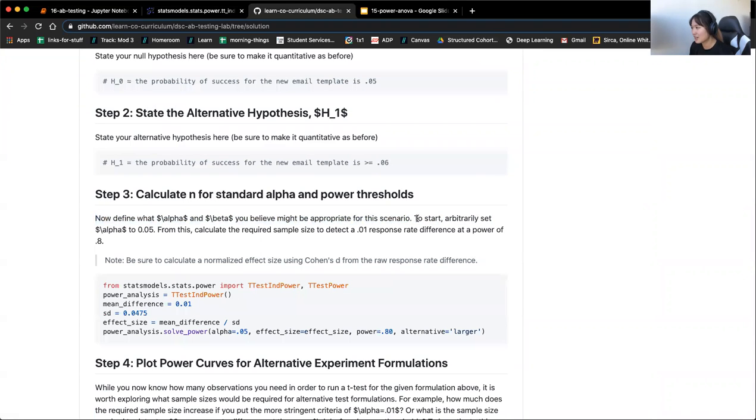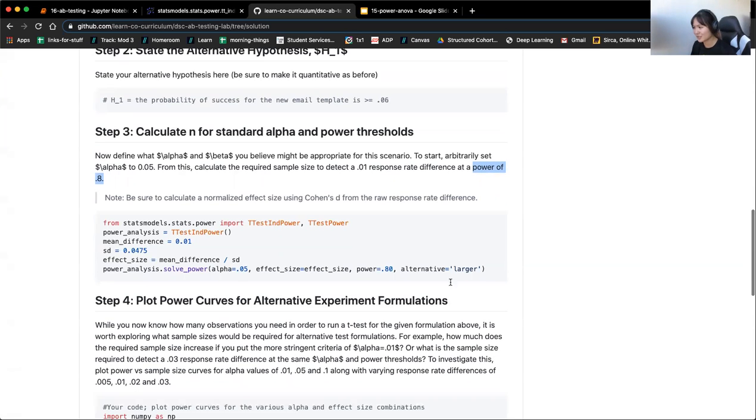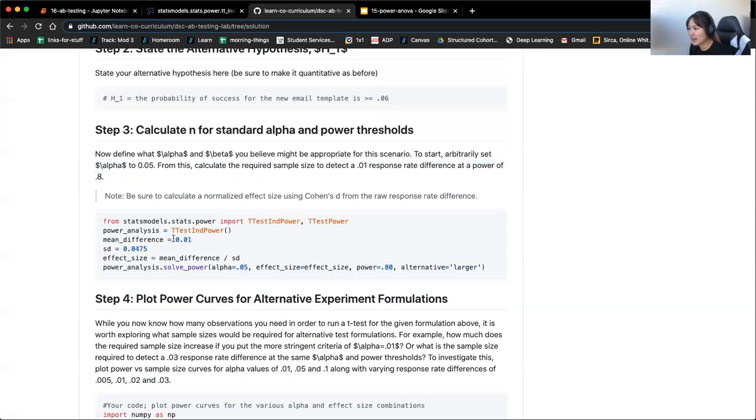So here, it looks like we're defining alpha and beta. They're looking for an alpha of 0.05, I think, and a power of 0.8. So similar to before, they want to achieve a power of 0.8, and they want to determine the minimum sample size that you need to get a power of 0.8 in this test.